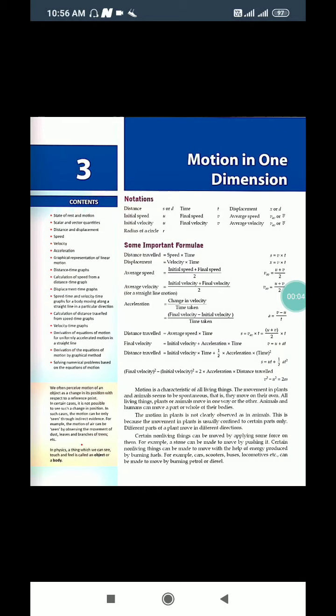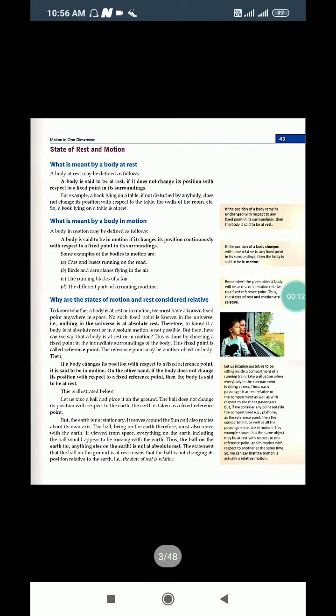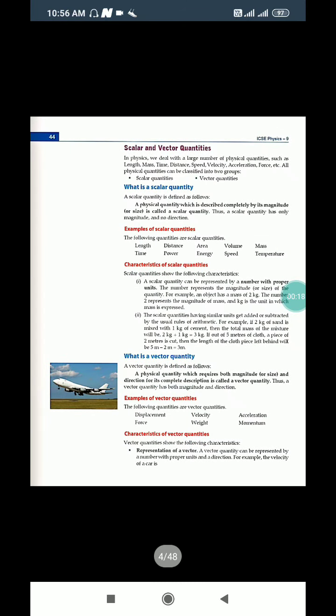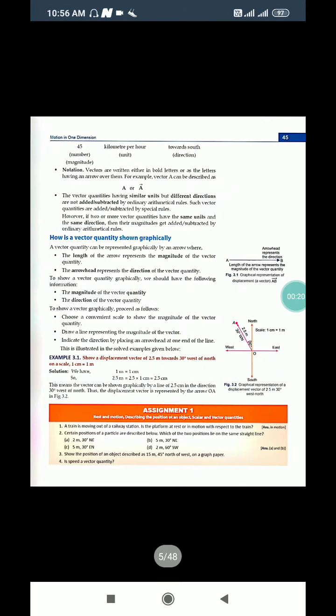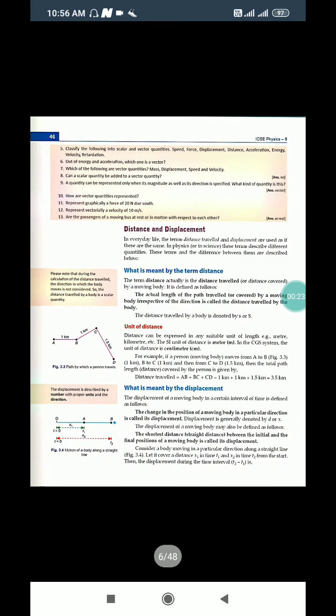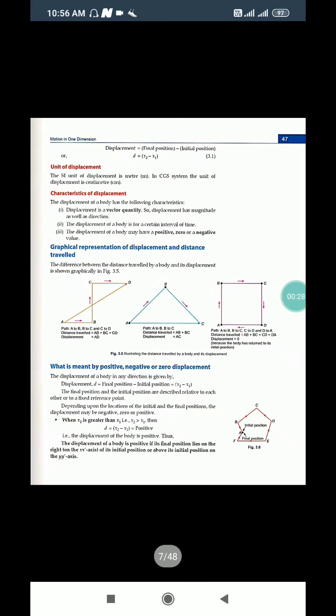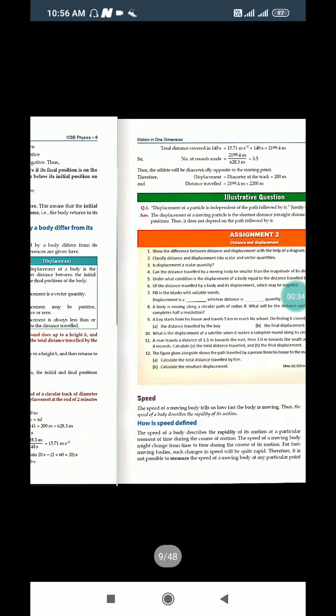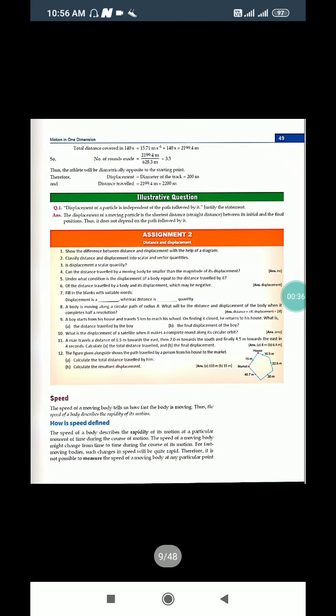We are doing Physics Class 8, Chapter number 3, Motion in One Dimension. We have started the chapter and completed rest, motion, scalar and vector quantity, and the assignment number 1. After that, we have started distance and displacement, then units of distance, displacement, difference between distance and displacement, and assignment number 2. Till now we have completed this. Today we'll start from speed.